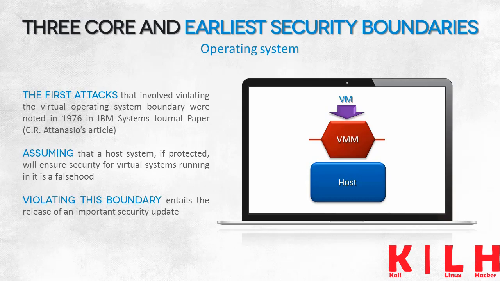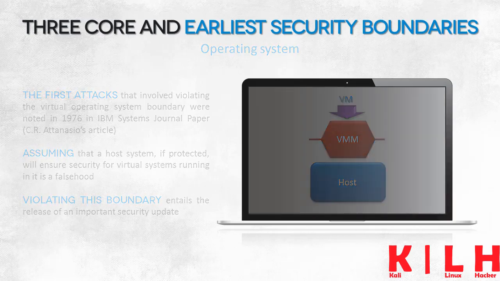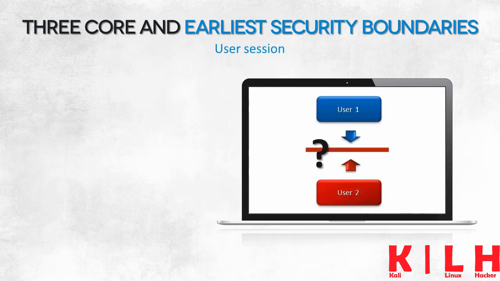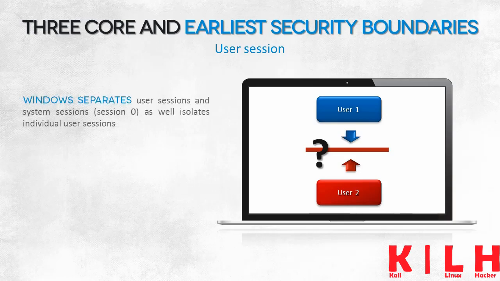Violating the security boundary set by a system entails an immediate release of an important security update. For Microsoft, this is a significant boundary that requires protection. We'll look at the third boundary a bit more closely. This boundary is defined by a user session. It relates to keeping the programs launched by a user on a system from accessing the programs launched by another user. This is critical, for example, in a terminal environment.